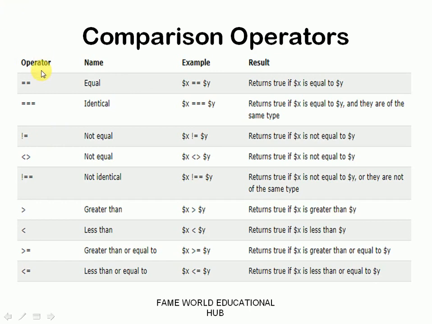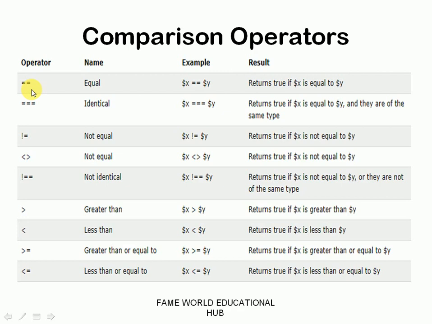So here in the first column the operator symbol is given, in the second column the name of the operator, in the third column an example for these particular operators, and the result of these examples is in the fourth column. So let's deep dive into it.